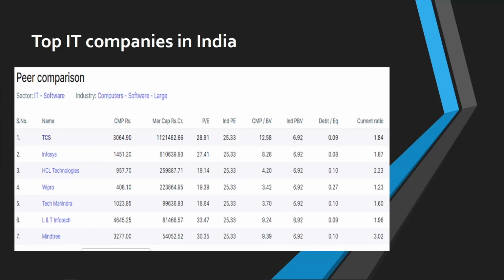As a practice, analyze the list and choose in which companies you would invest from the list if you have liquid cash available with you right now.